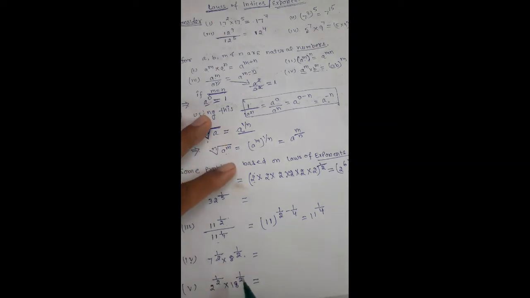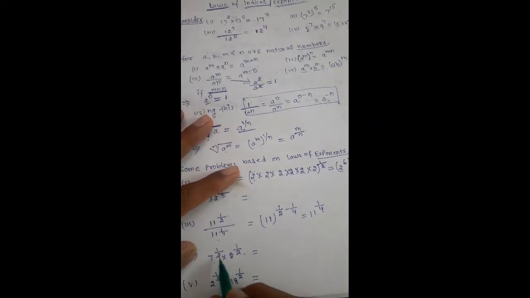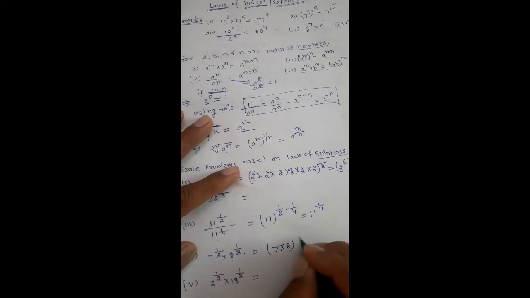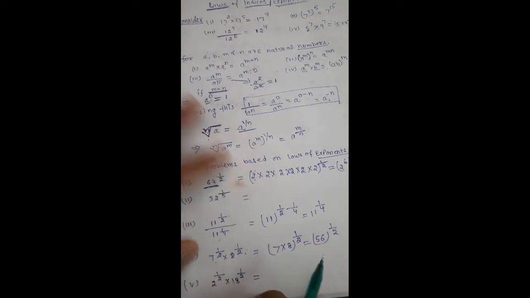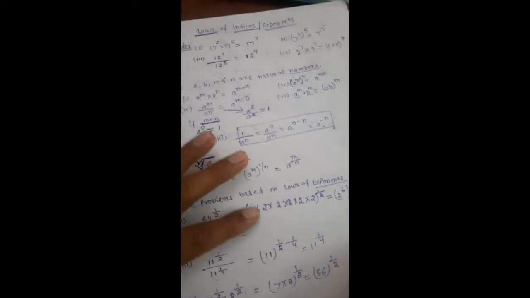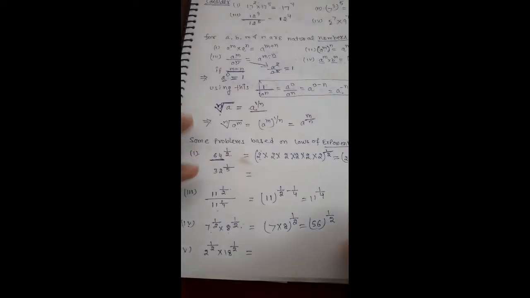Similarly, you can multiply 7 and 8 because both have the same powers, so it is 7 into 8 to the power 1 by 2, which is 56 to the power 1 by 2. Similarly you can multiply these two, it is 36 to the power 1 by 2, and it will be 6. So these are some simple problems, and these are basically related to your NCERT book also.